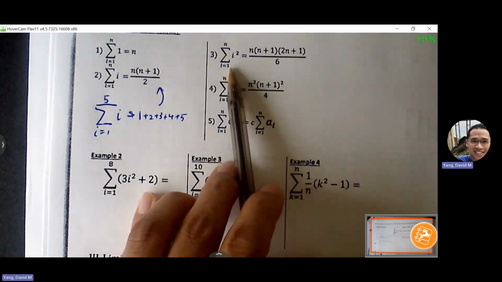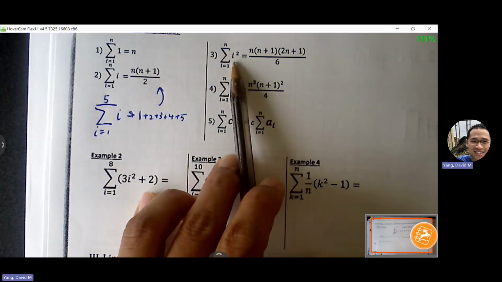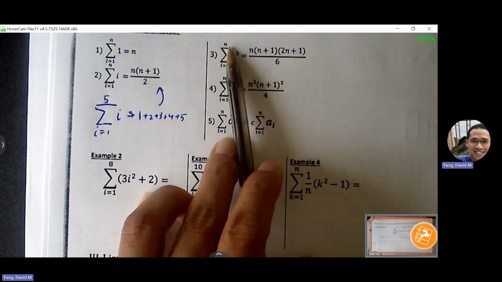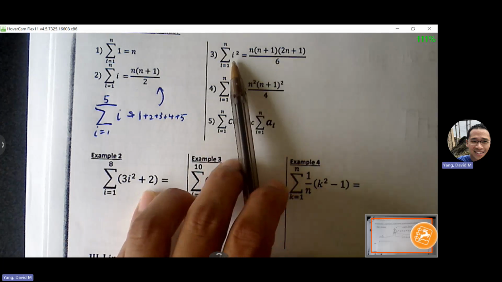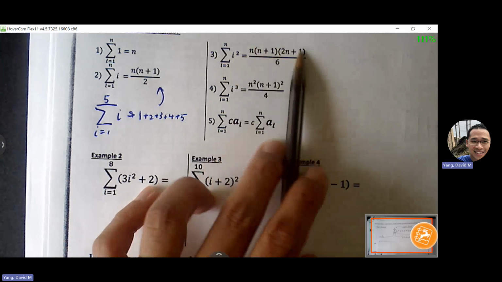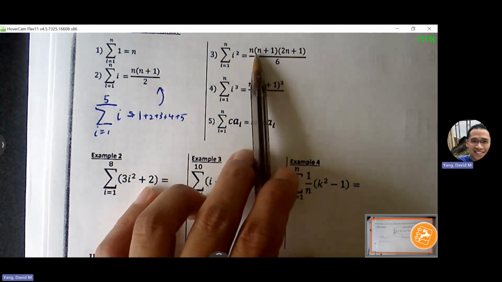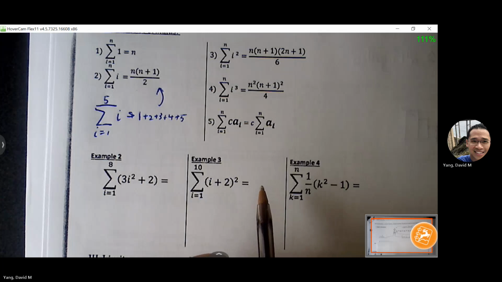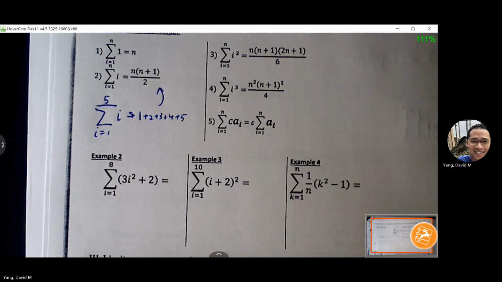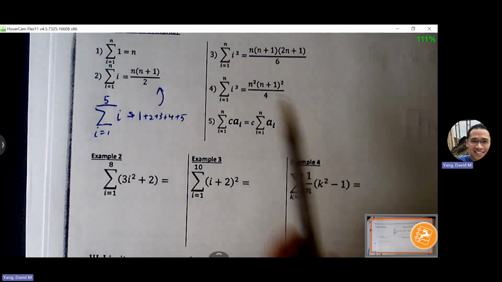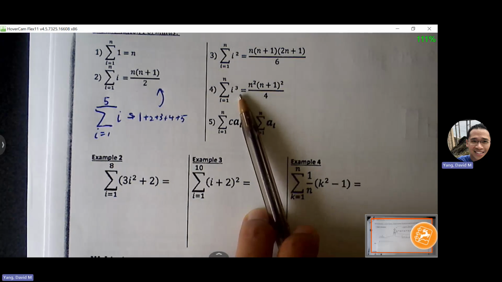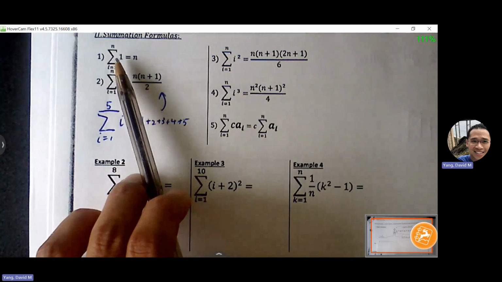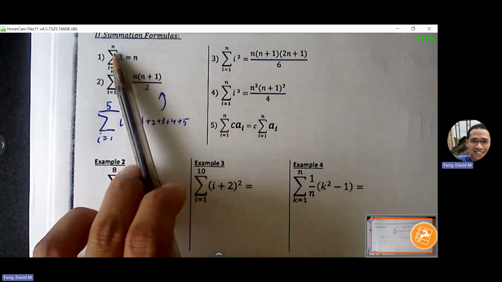i squared would just be 1 squared plus 2 squared plus 3 squared plus 4 squared all the way to my upper bound. Rather than adding up all those terms, I can go through this formula: upper bound n times n plus 1 times 2n plus 1 divided by 6. Same thing with summation i cubed. And then summation 1 is just 1 plus 1 plus 1, however many times.